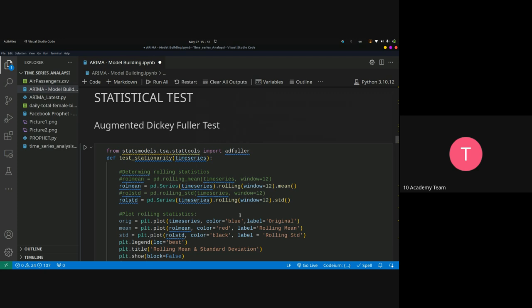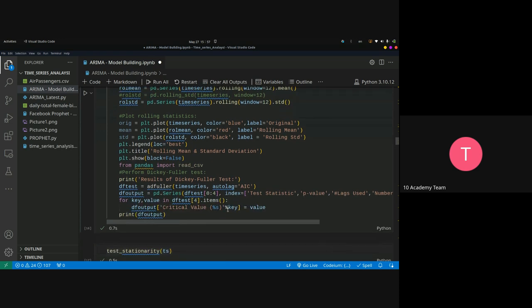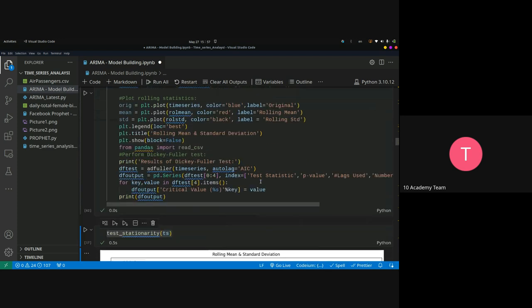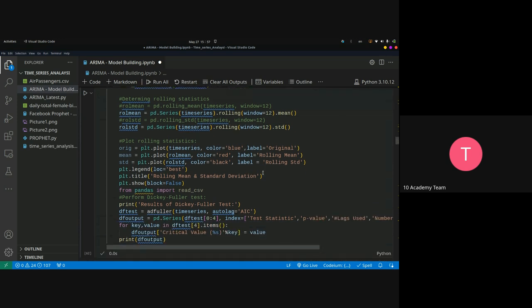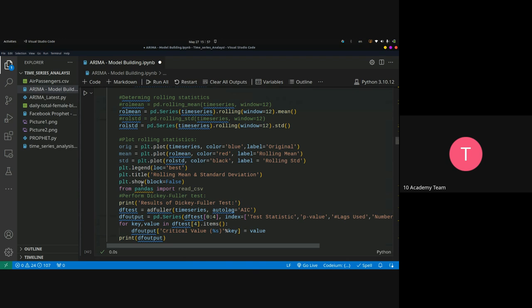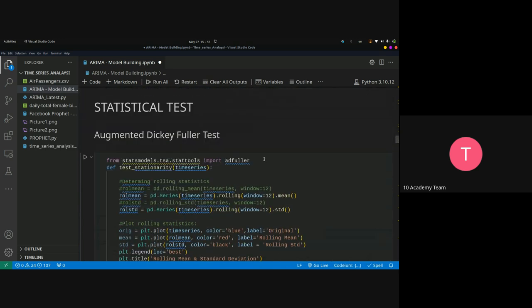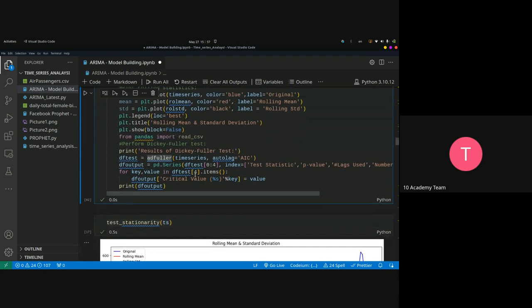And also, we can compute the mean and the standard deviation, the rolling statistics. This is just a function, right? It takes a time series data, it computes the rolling mean and the standard deviation. Here we are taking a window of 12, and then we plot them, and then from statsmodels.tsa.stattools import adfuller, that's our statistical test module. We pass the time series and the autolag parameter. Well, we will see this one when we discuss ARIMA, I believe.